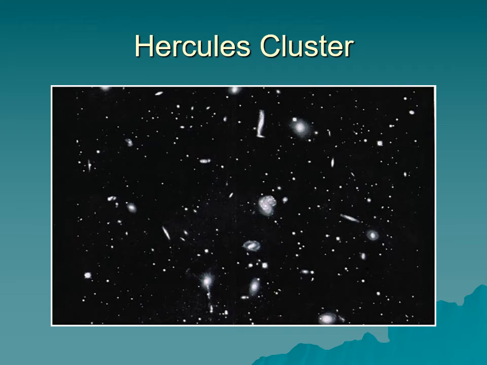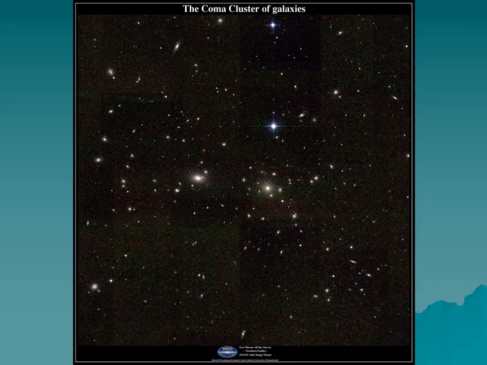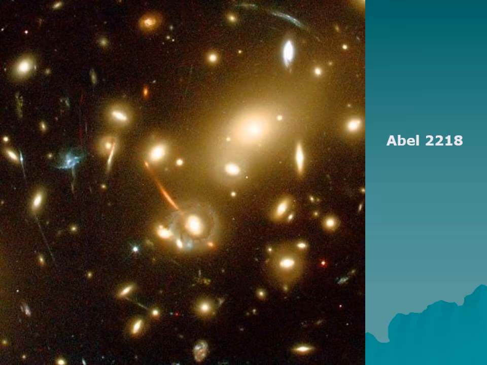Again, the Hercules cluster has, on the outside of it, spiral galaxies, but in the middle of it, there's a whole bunch of elliptical galaxies. Again, the middle is where you get most of the collisions. And so, again, this suggests that this is the sort of thing that really happens. In the Coma cluster, you have a whole bunch of spiral galaxies on the outside. In the middle, you have some really giant elliptical galaxies from collisions. And Abell 2218 has a giant elliptical and then spiral galaxies around the outside.